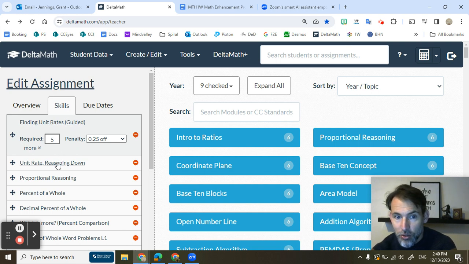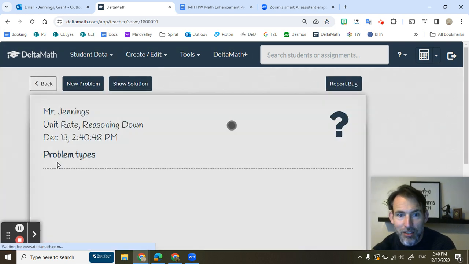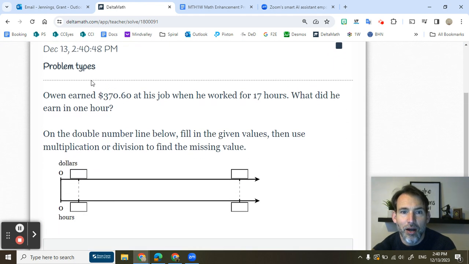Next, we can go unit rate, reasoning down. These are cool problems too. Here's another way to visualize these. If Owen earns $370.60 at his job when he works for 17 hours, what did he earn in 1 hour? What I can do is put in here 17 hours and 370.6. That's how much money he made for 17 hours. And I want to know, what about 1 hour?